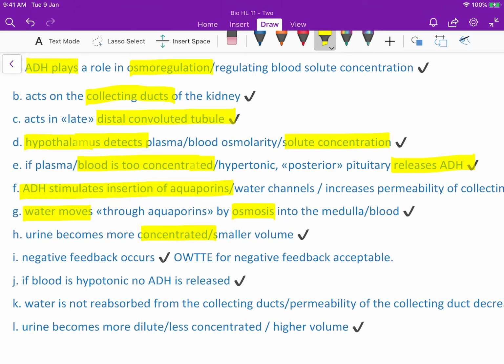until, and this is an example of negative feedback, the blood becomes hypotonic, in which case we'd have no ADH released, so water doesn't get reabsorbed from the collecting duct, and then we get a more dilute, hypotonic urine. Okay, that's it.